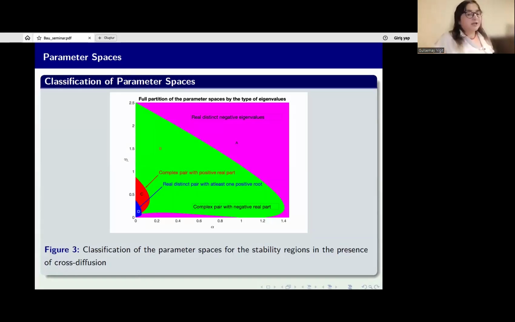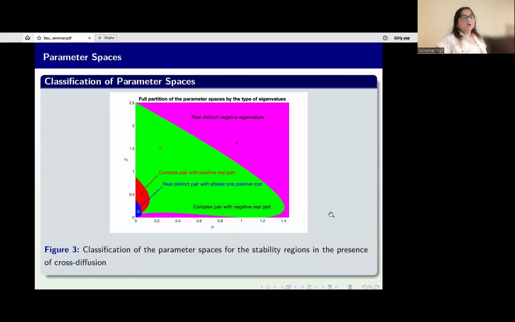Based on the assumption, I created this full classification figure. According to this figure, it tells us from which region, if you choose your parameters, you will have patterns, spatial patterns or spatiotemporal patterns, or even no patterns. For instance, if you pick your parameters from A, where you have real distinct negative eigenvalues, there will be no patterns at all.